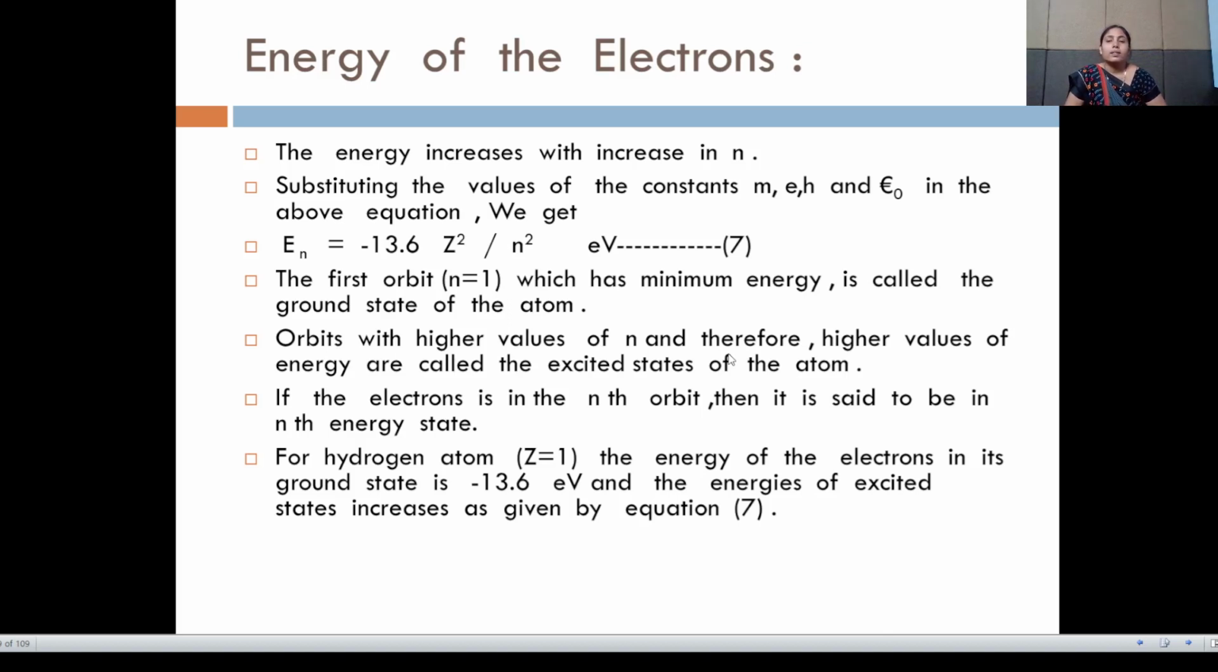En is equal to minus 13.6 into Z square divided by n square, and that energy of the nth Bohr orbit is measured in electron volt. So this is equation number 7.